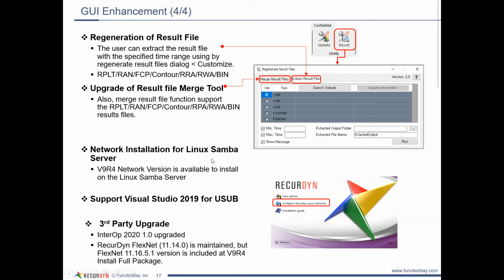We have some additional support on the Linux side, which now supports network installation. So in situations where you may want to do a lot of client installs, you can configure up this Linux network, and it supports this Samba server, and that can make things more convenient for your IT folks. Recurdyn now supports Visual Studio 2019 for user subroutines.